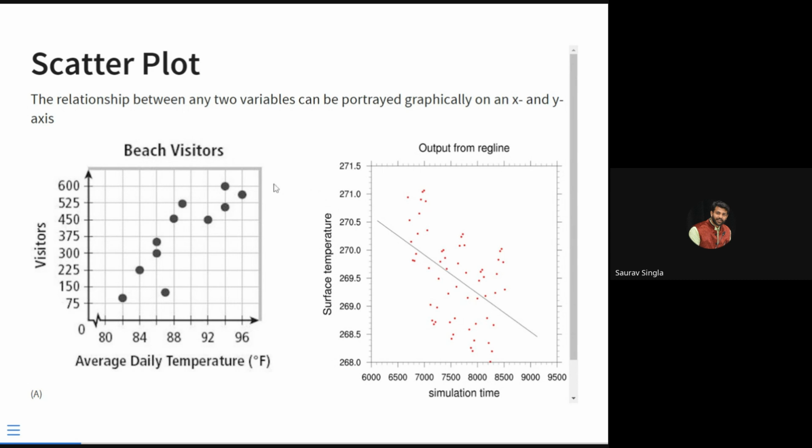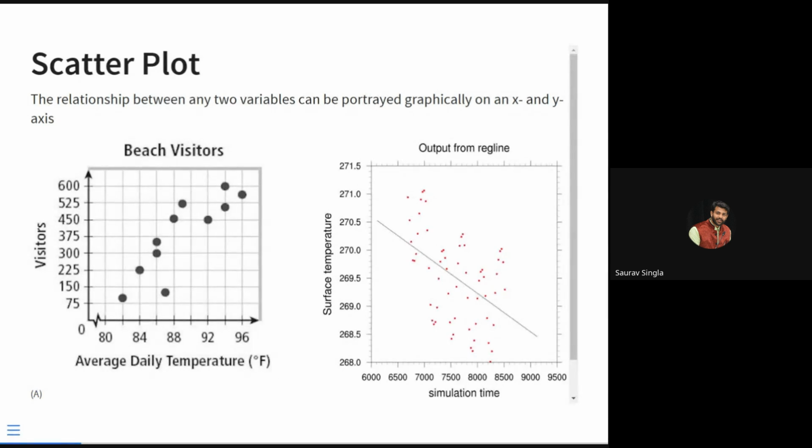Because this scatter plot provides us a rough idea of how these two variables are related to each other. How the number of visitors is related to daily temperature, or how the simulation time is related to surface temperature.